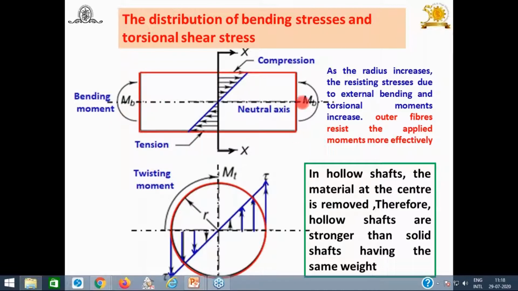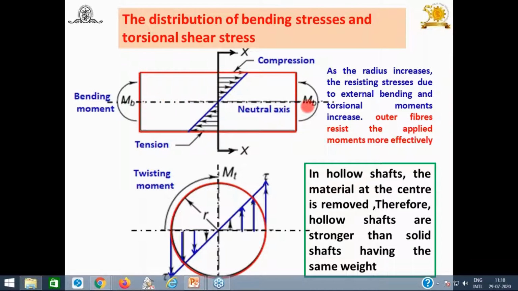Now when a shaft is subjected to bending moment, look at this. This is the shaft subjected to bending moment. What is happening? If you locate its stress distribution, because of the bending, you are bending towards the upward direction. So the outer fiber of the shaft is in tension, and the inside part of the shaft is in compression. And you will get the stress distribution in this way. These are the compressive stresses, and these are the tensile stresses.